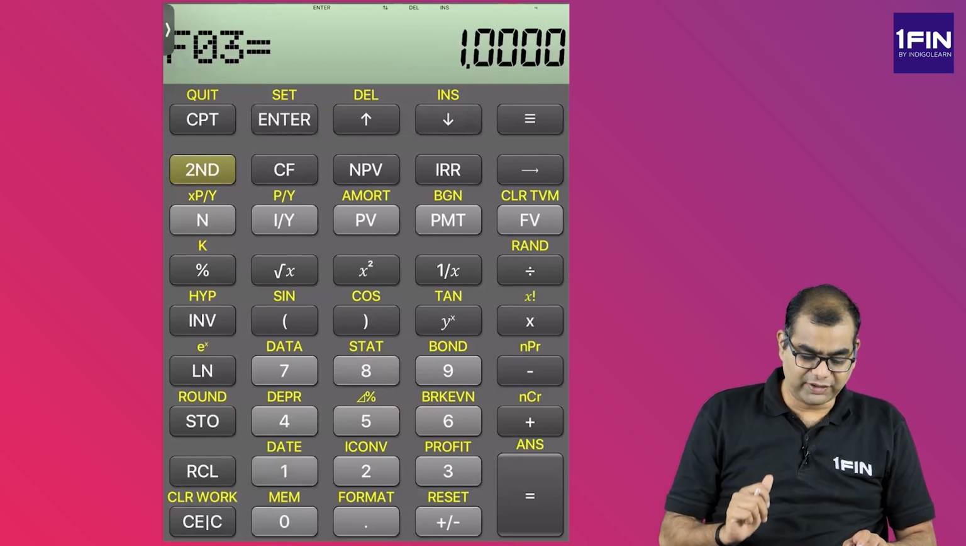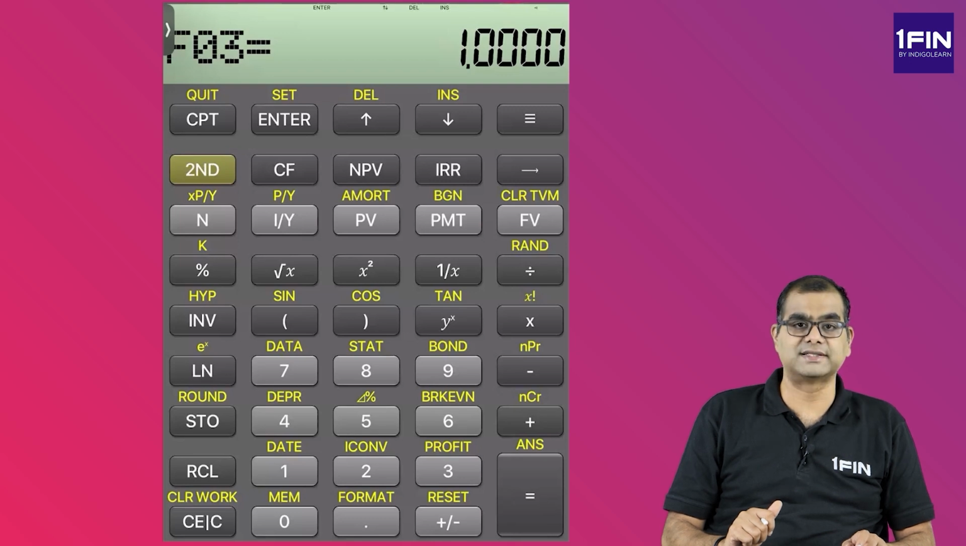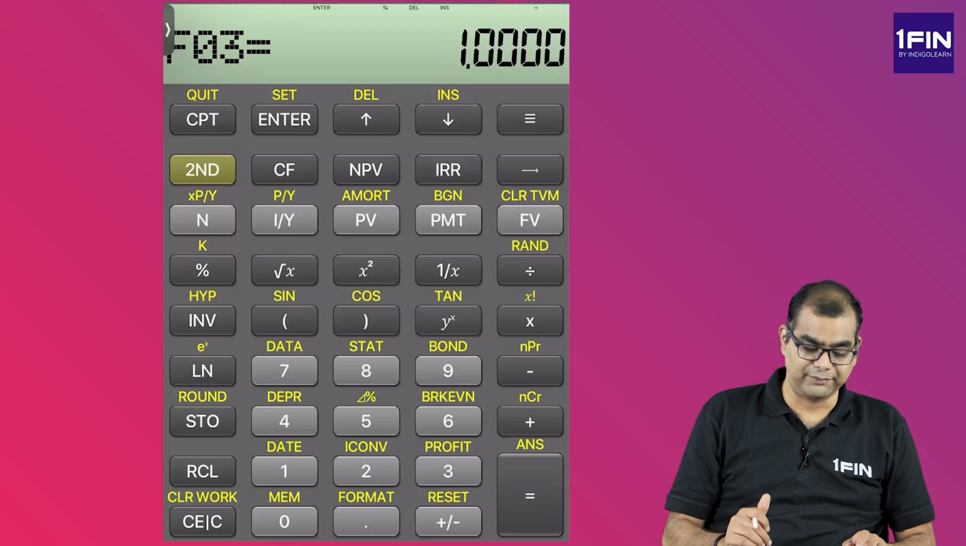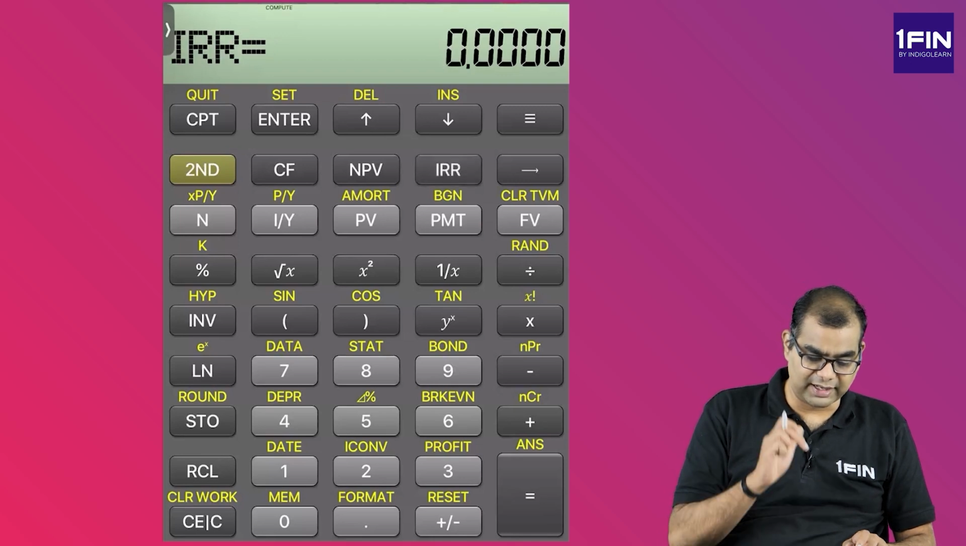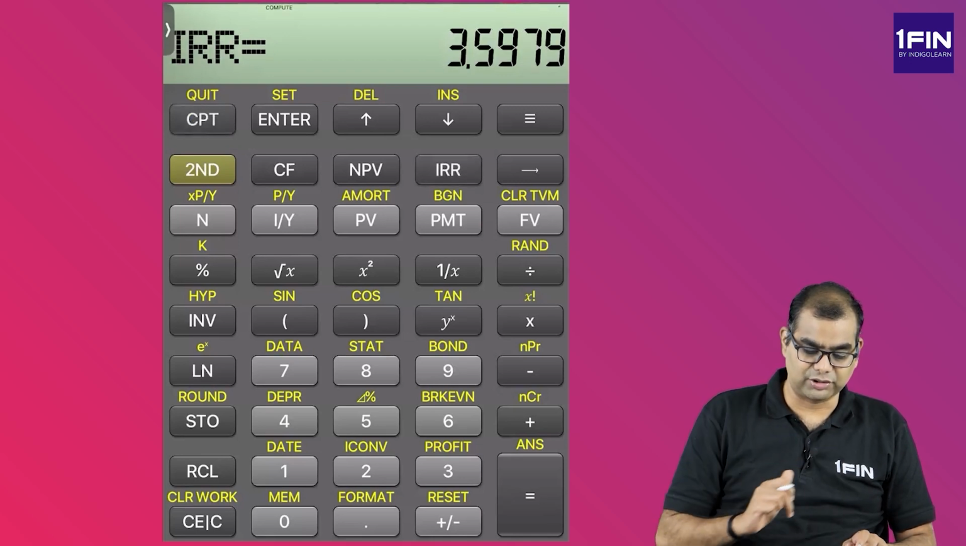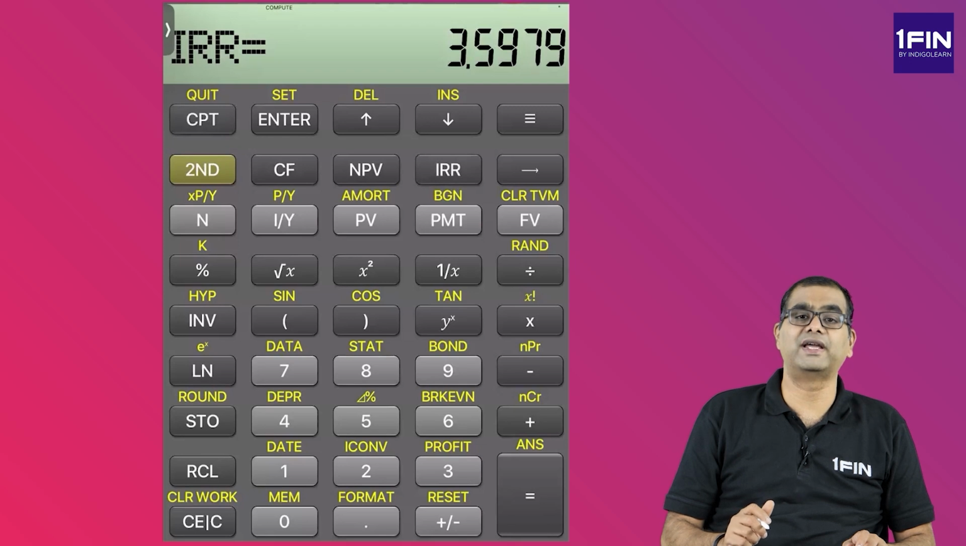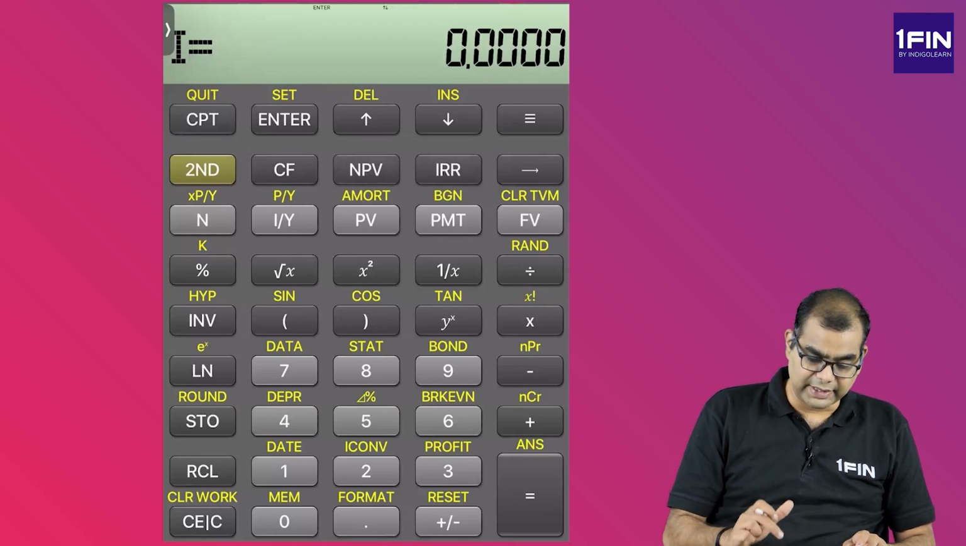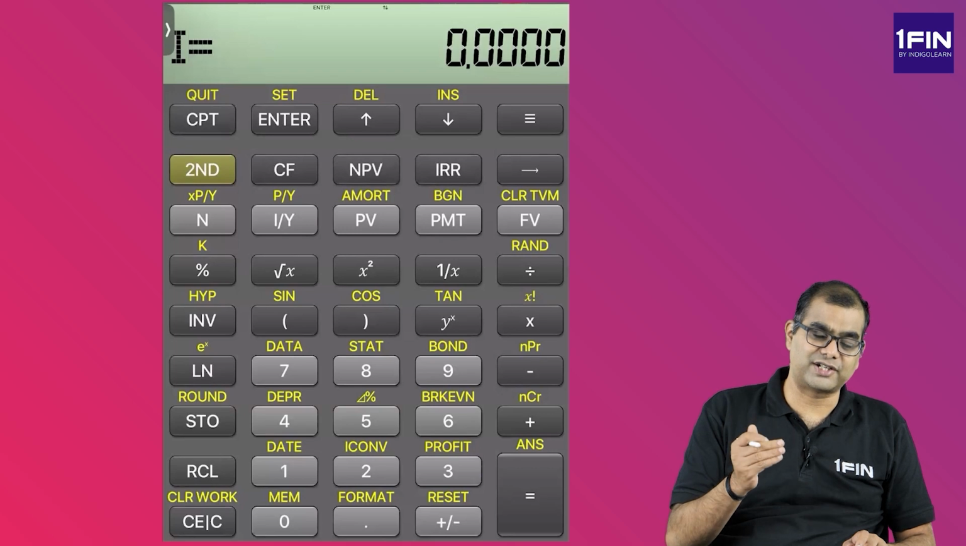Now based on this, given these cash flow projections that you have, let us click the IRR button. IRR compute. IRR is 3.59%. So IRR is 3.59%. Then NPV, for the same set of cash flows, what is the NPV?